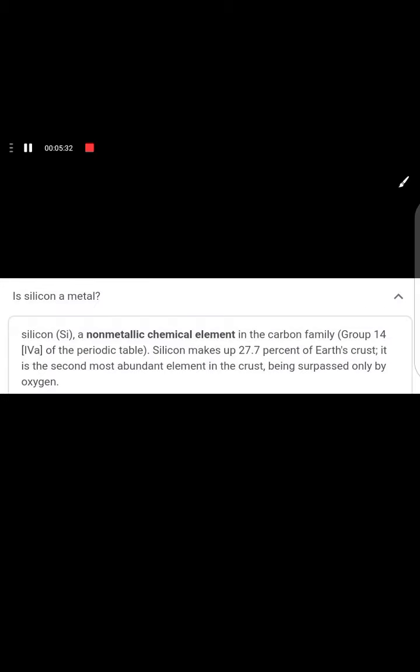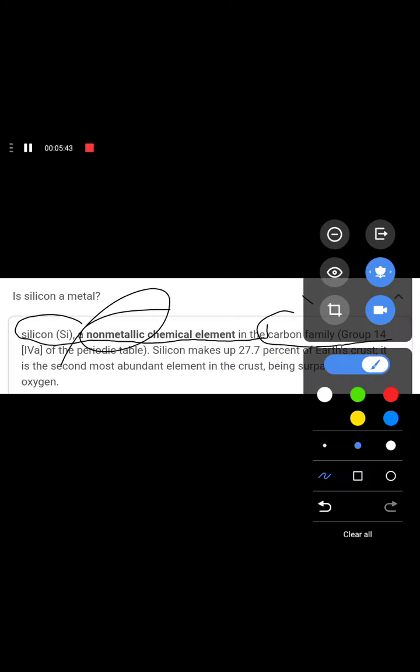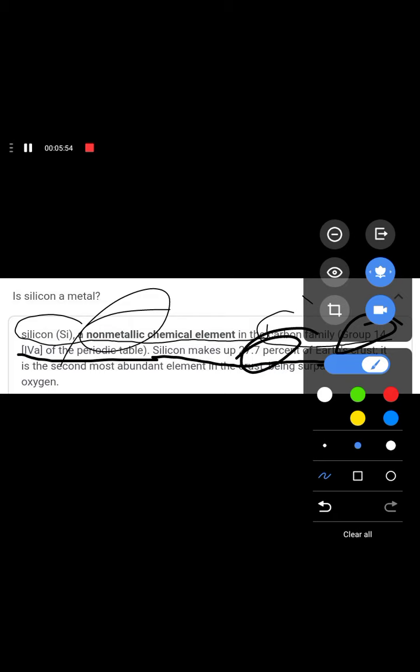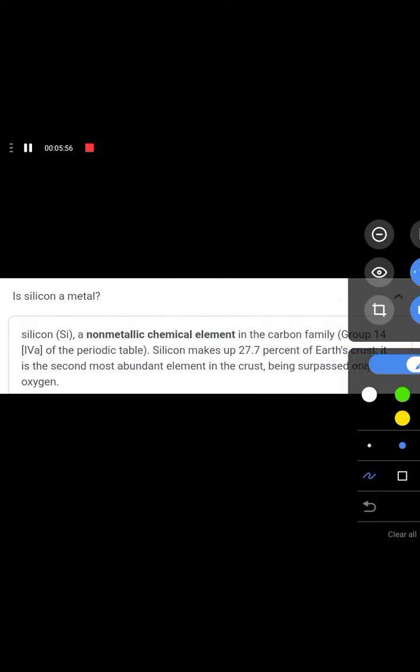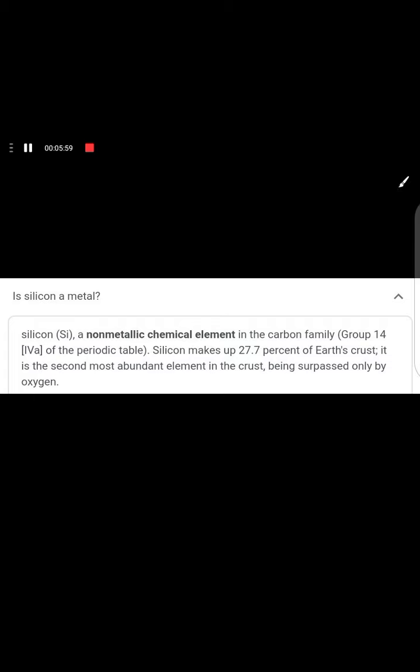Let me see if silicon is a metal or not. Silicon is a non-metallic chemical element. Here itself we got that it is a non-metal. It belongs to the carbon family, group 14 in the periodic table. Silicon makes up 27.7% of the earth's crust. So that's the reason it is a non-metallic chemical element.